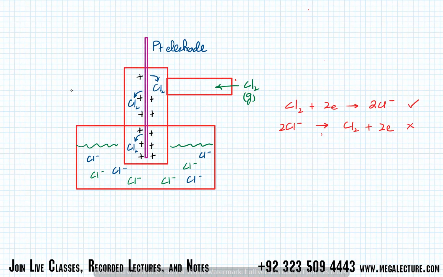So more and more chlorine molecules come in. They like to gain electrons. They gain electrons from the platinum electrode. The platinum electrode becomes positively charged. And the positive charge keeps on increasing because they keep taking the delocalized electrons from the metallic rod and they keep turning into Cl⁻ ions.